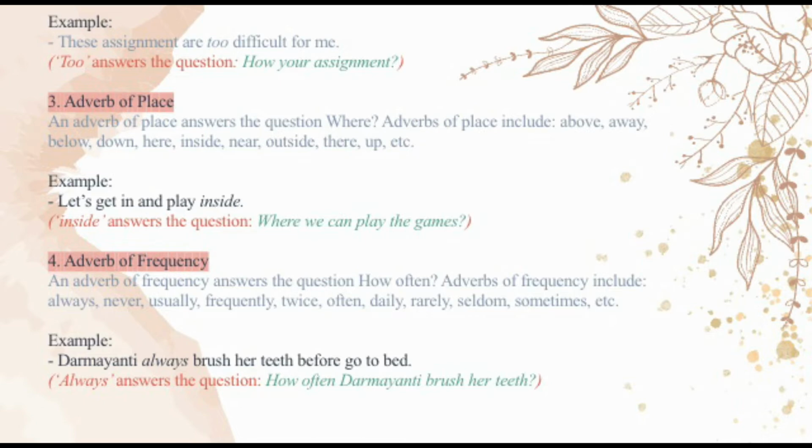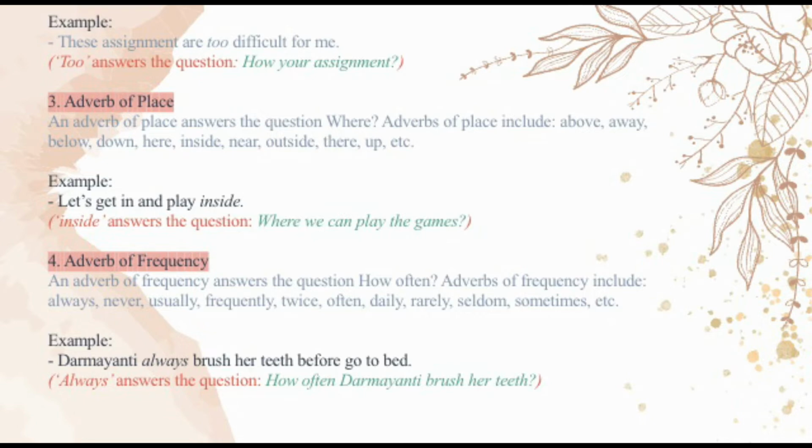And then type number 3 is adverb of place. An adverb of place answers the question where. Adverbs of place include above, away, below, down, here, inside, near, outside, there, up, and etc. For example, let's get in and play inside. The inside here answers the question where we can play the games.